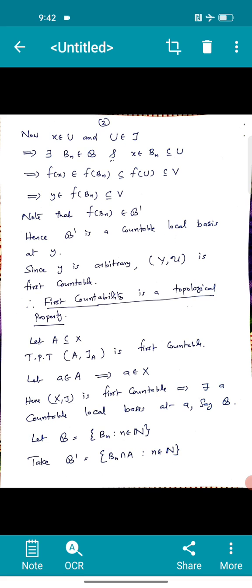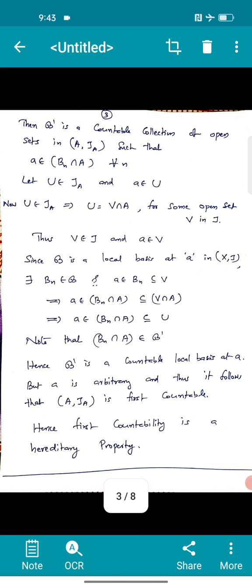Take a point a in A; this implies a in X. Here X is first countable, so there is a countable local basis at this point a, say B. You can call it B, the collection of such Bn, n in N. Take B' equal to the set of Bn intersection A where n is in N. Then B' is a countable collection of open sets in the subspace A such that the point a is an element of Bn intersection A for all n. Let U be open in A and a in U.